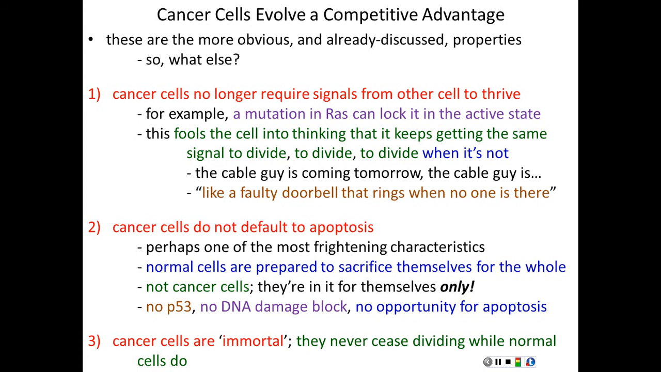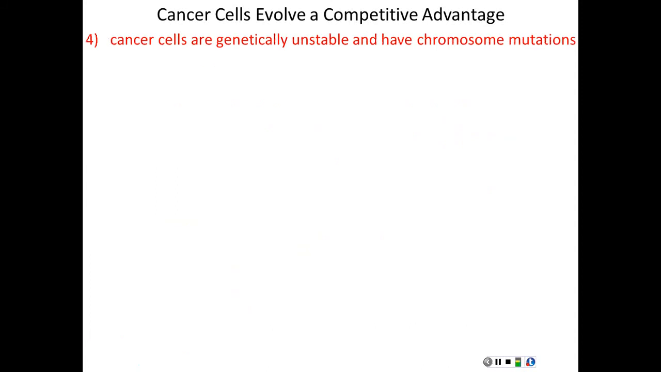The cancer cell lines that were worked on in laboratories have been used since the 50s and 60s, and they continue to divide. It's amazing. Cancer cells are genetically unstable. They show genetic instability. They have large-scale chromosomal mutations.